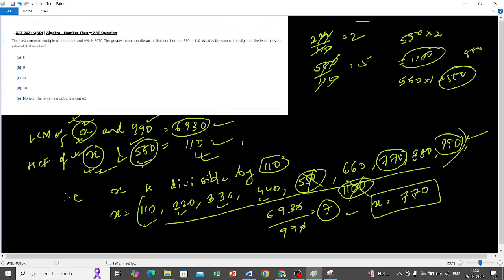Now let us go back to information number 1. Information number 1 says that LCM of x and 990 is 6930. That means 6930 is divisible by 990, 6930 is divisible by x. Divide 6930 by 990. What do you get? 7, right? We get 7. That means this x will be a multiple of 7 and it will be a multiple of 110.